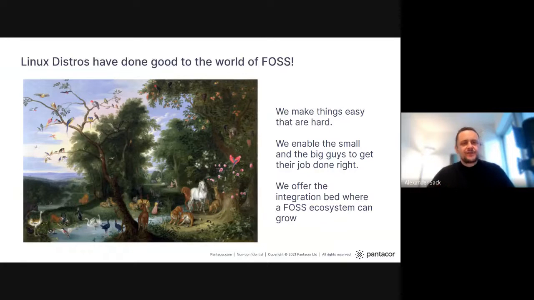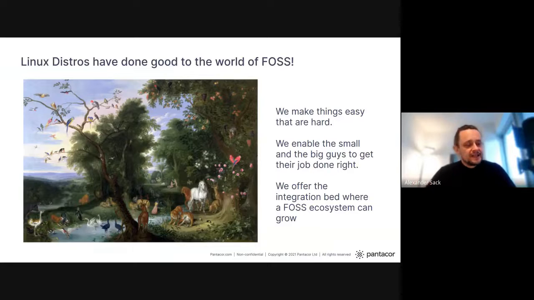And I think Linux distros are still that, right? They are still there to make things easy that are in the end hard. Software is complex, software is complicated, and distributions are the melting pot where all those software pieces developed by so many independent people come together and need to be made to work. The distribution is really the integration bed where the whole FOSS ecosystem usually comes together and gets the place where it can stabilize, can mature, can reach the level of product-grade quality and stability together as a whole.